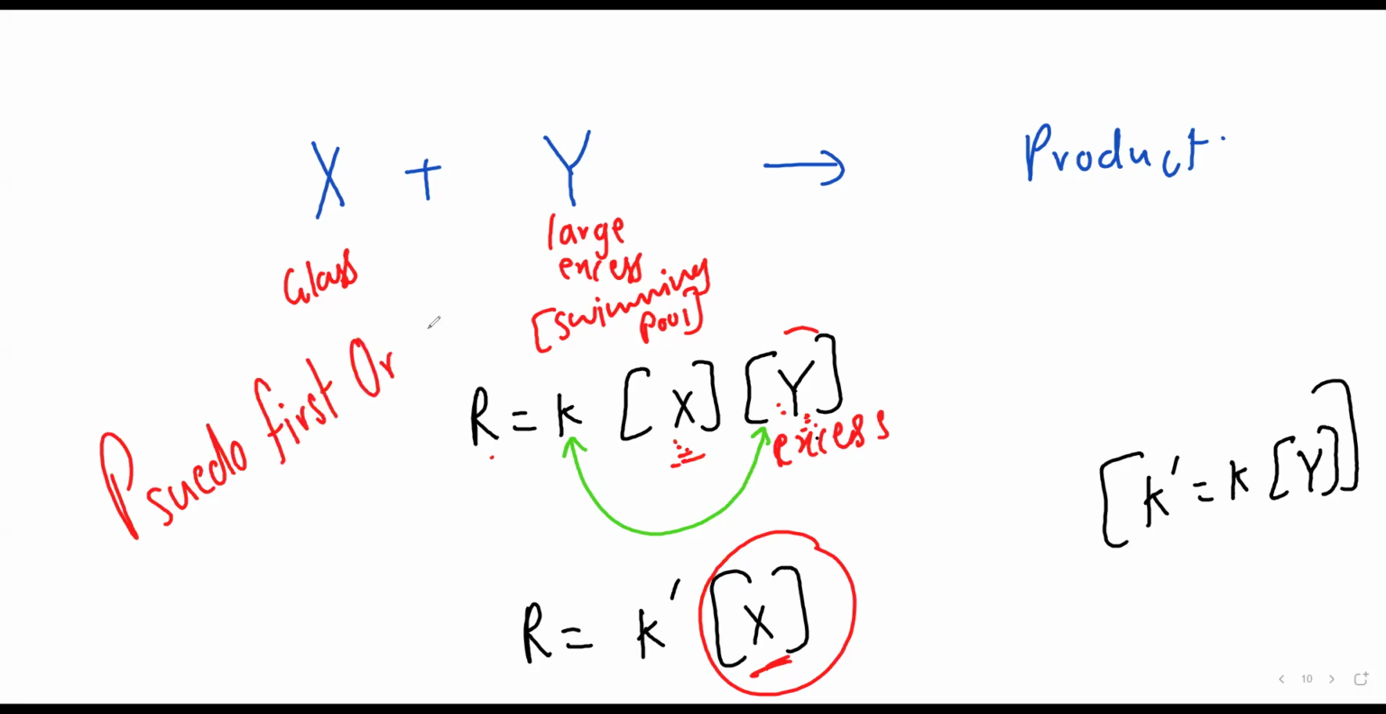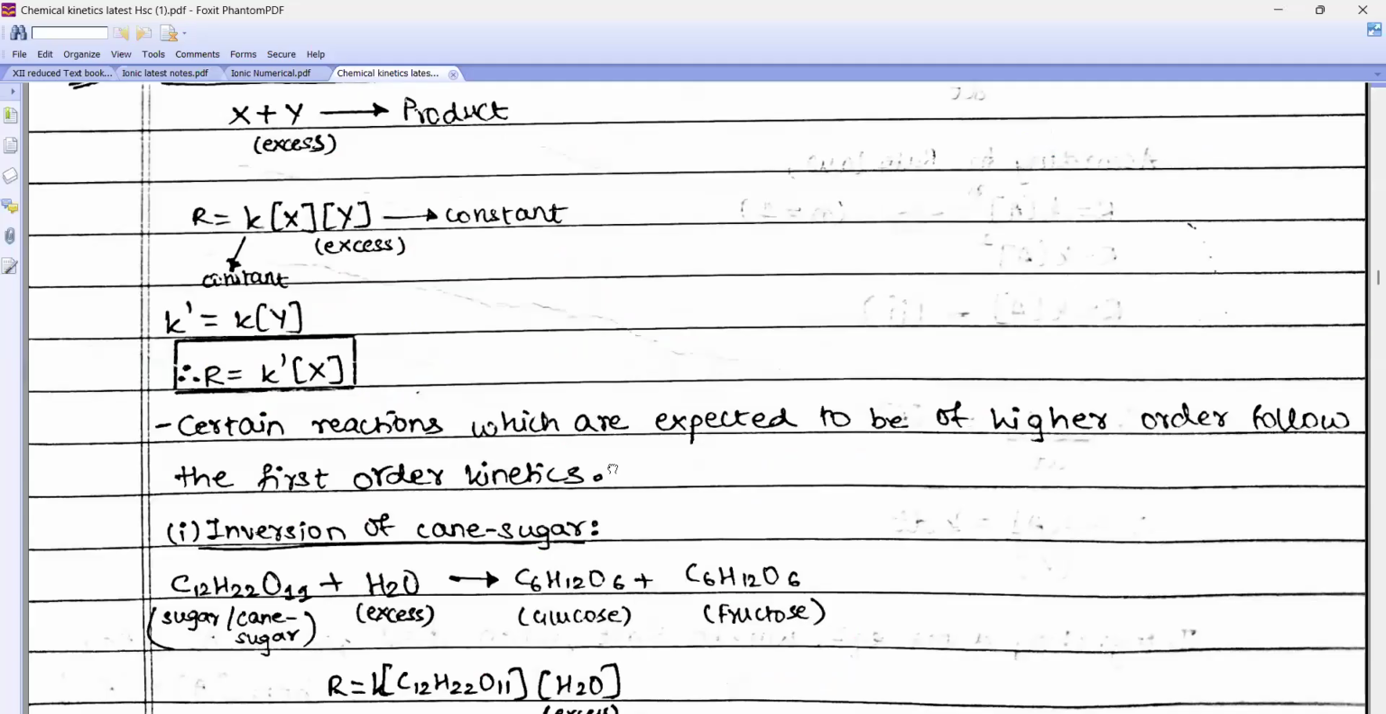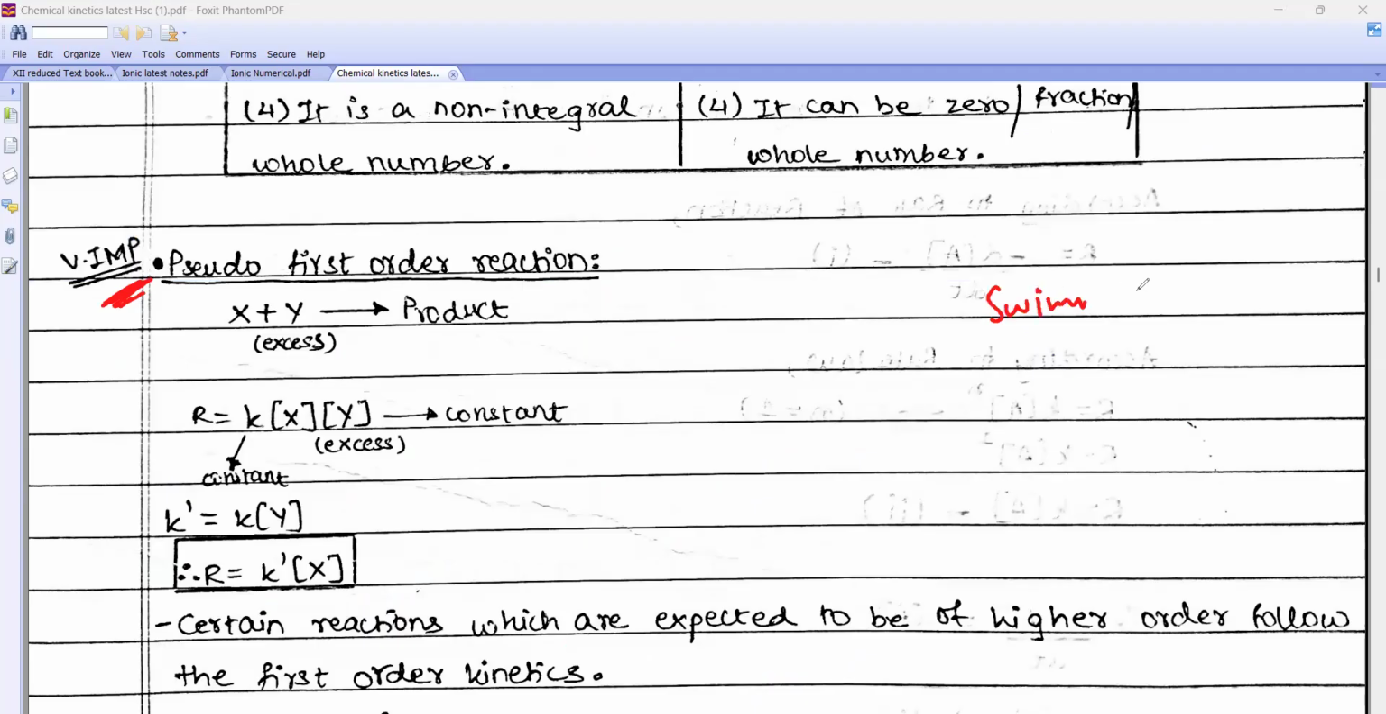Pseudo first order. How will you come to know that the given reaction is pseudo first order? They will always give you two reactants, and below one of the reactants, they will write large or excess. So in order to understand this concept, what example will you remember for pseudo first order? This is very, very important. They ask this very frequently. So remember this: swimming pool and glass of water. ठीक है?